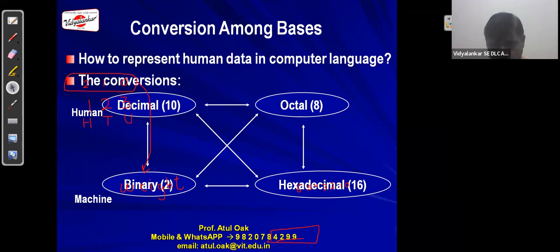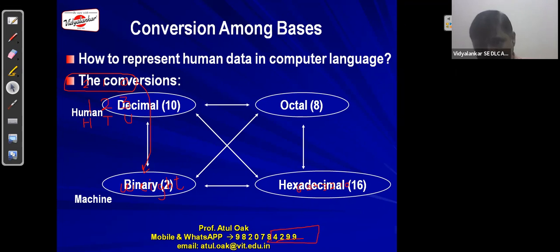Translation of data, like integer data, from one number system to another, it's called conversion. This is point 1.